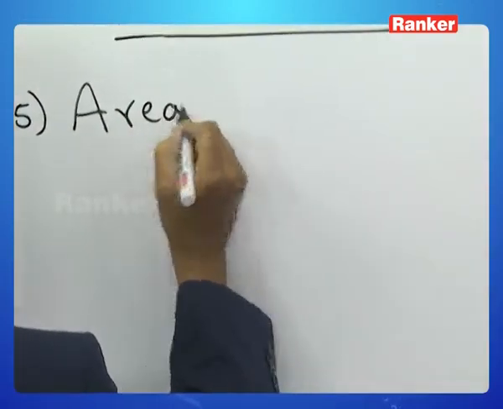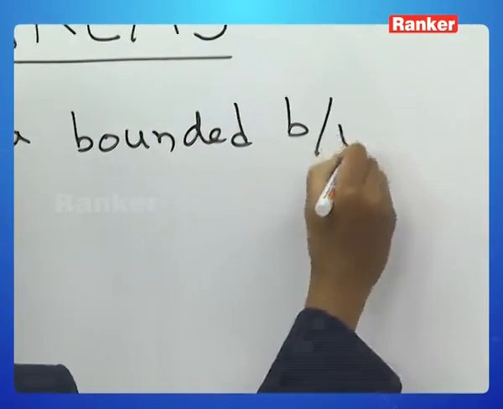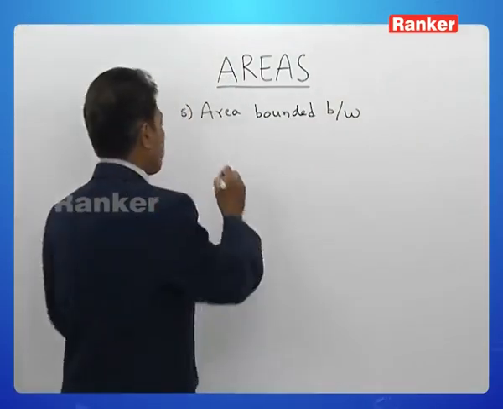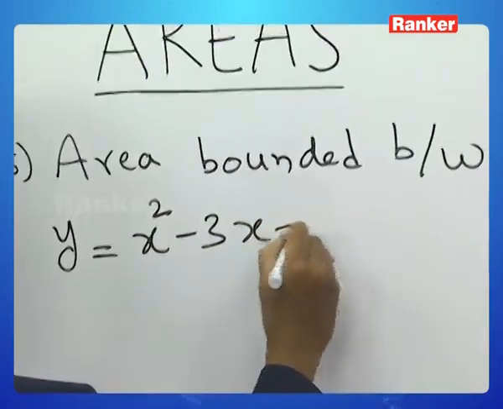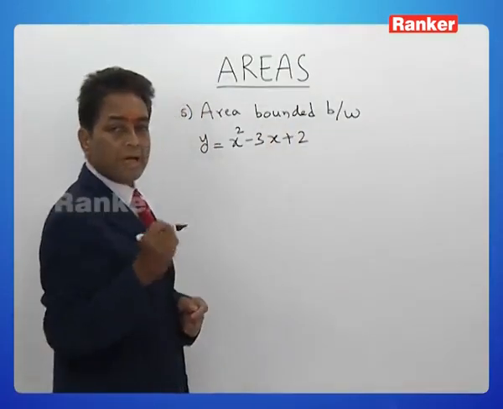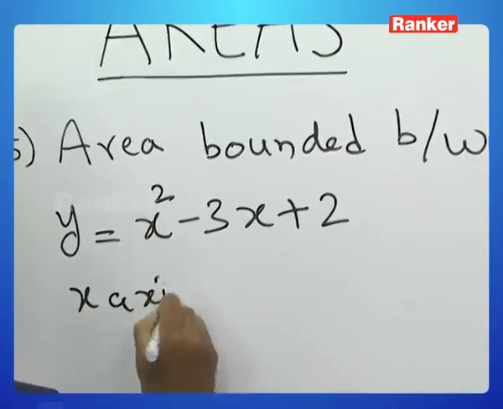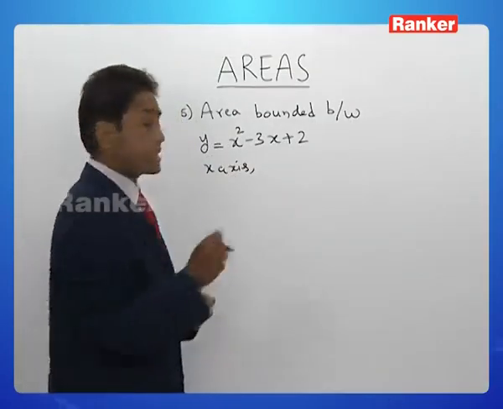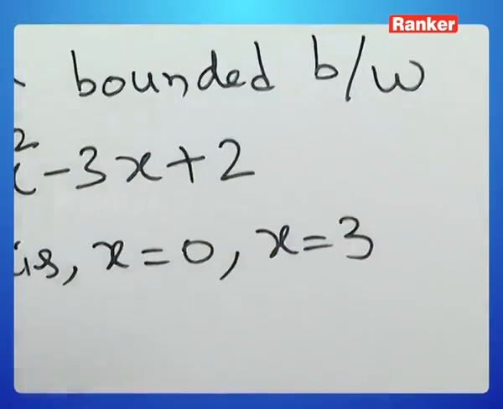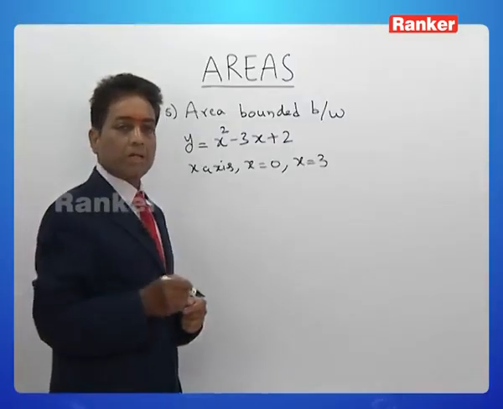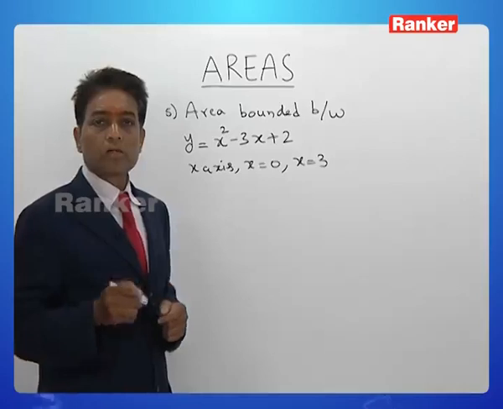Area bounded between the parabola y is equal to x square minus 3x plus 2 and x-axis and two ordinates given, x is equal to 0, x is equal to 3. Now, area bounded between the parabola y is equal to x square minus 3x plus 2, x-axis, and x is equal to 0 and x is equal to 3.